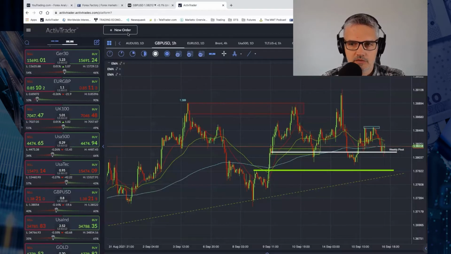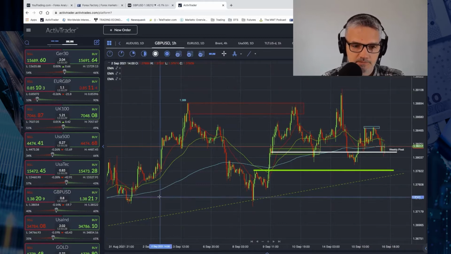And if we go to the active trader, look down here on the left hand side, we've got the active trader sentiment indicator, and 60% of the traders on this platform are actually bullish the British pound versus US dollar. So there's a slight bias towards a long pound.